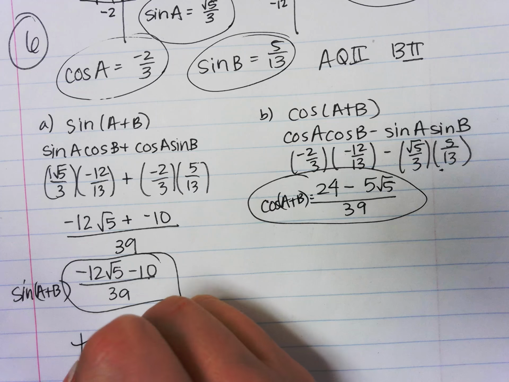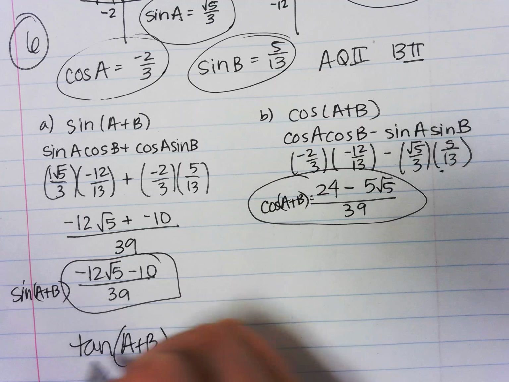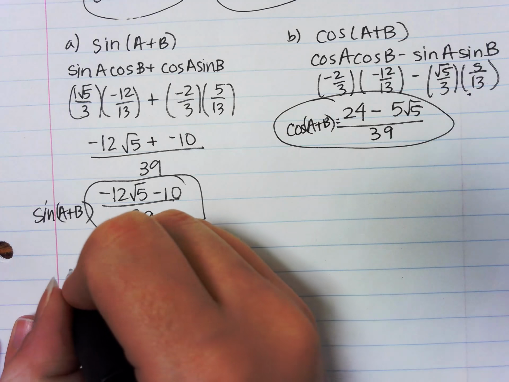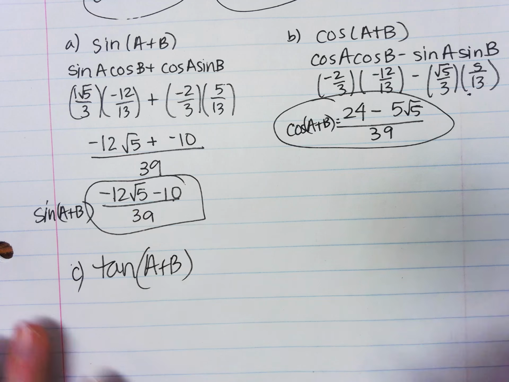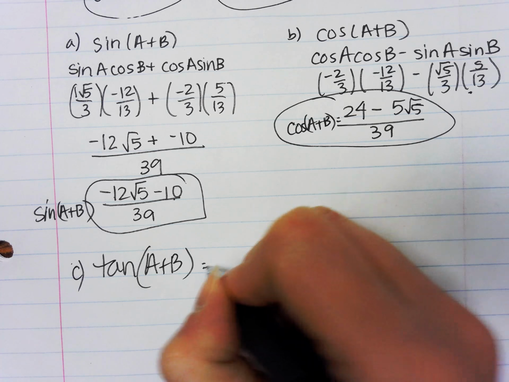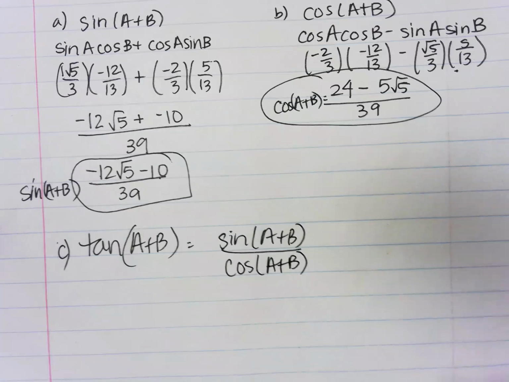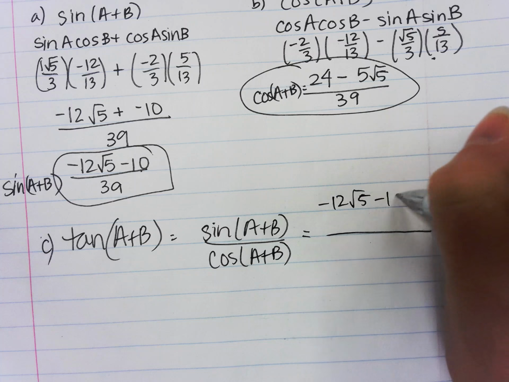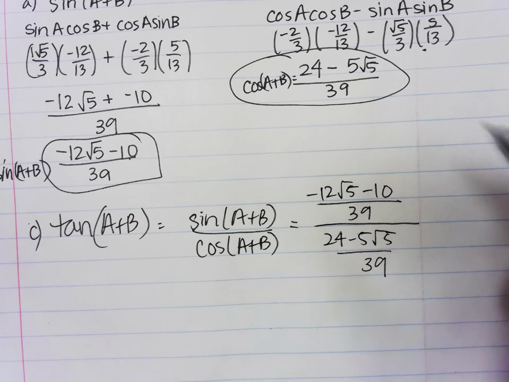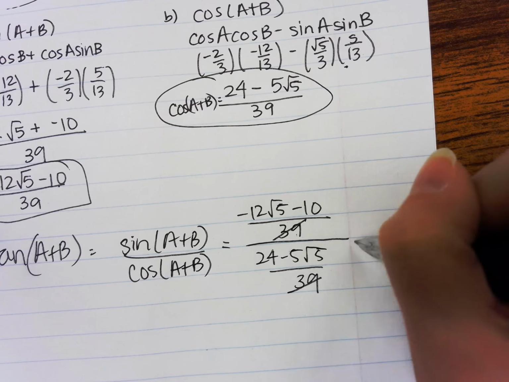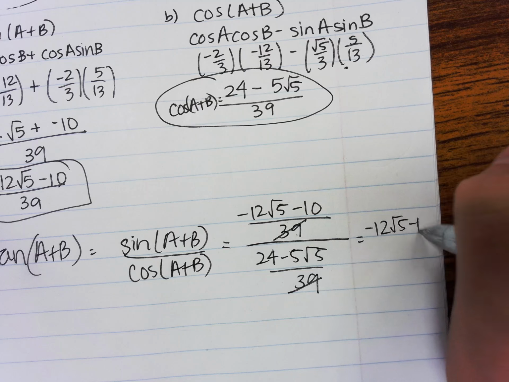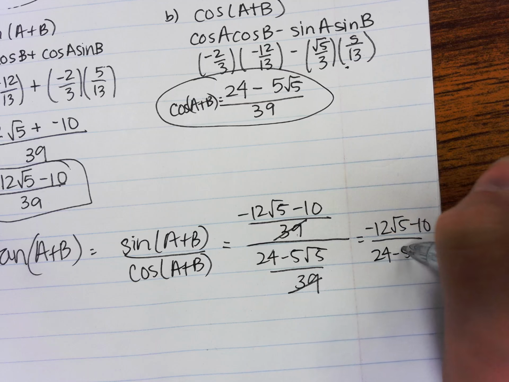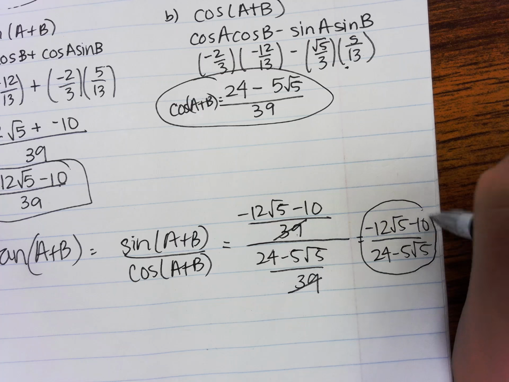Alright, so then for the tangent of a plus b, again, don't make this hard on yourself. You don't have to plug it into the big long tangent sum and difference formula. We have our sine of a plus b, and we have our cosine of a plus b. So we'll just take our ratio of those, negative 12 root 5 minus 10 over 39, divided by 24 minus 5 root 5 over 39. And we'll notice that we have the same denominators here, so those cancel. So we're left with negative 12 root 5 minus 10 over 24 minus 5 root 5. And that's our tangent.